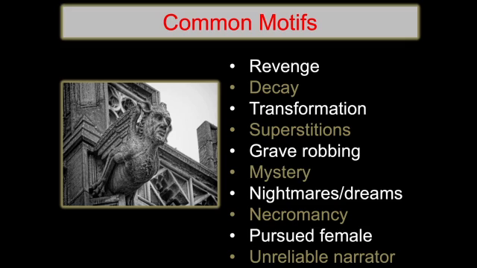Your characters might talk about their nightmares or their dreams, or they might feel like they're living through a nightmare or a dream. There might be the sense of necromancy. There might be a pursued female figure, somebody who might be either a mystical, mysterious type of a female figure, or a female figure is being pursued by something dark and mysterious. And almost always you have an unreliable narrator. This person has to create an element of mystery, maybe an element of fear, so they're not going to tell you everything you need to know.